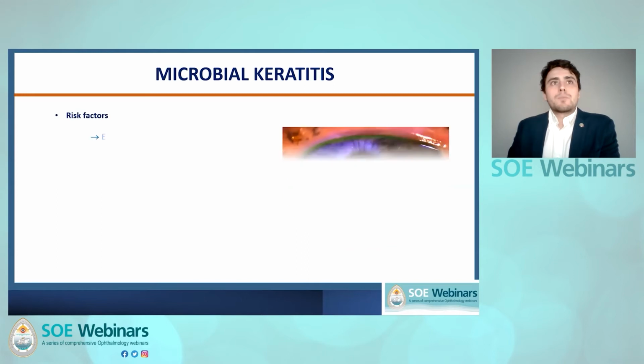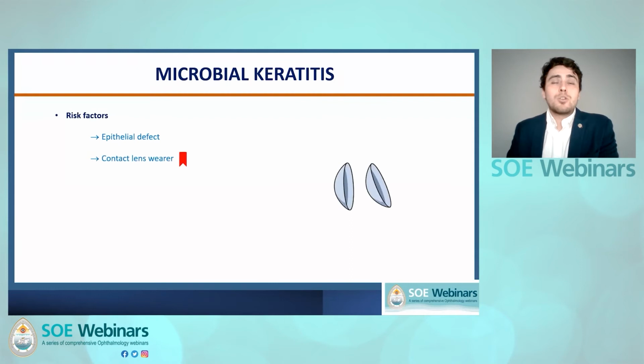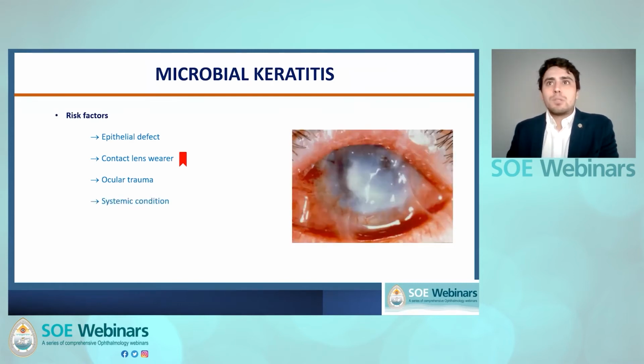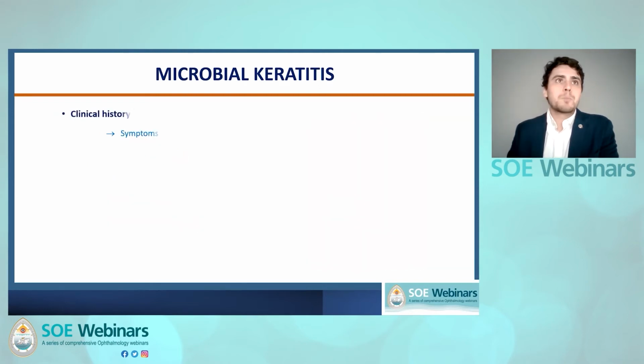What are the risk factors? So epithelial defect, as we all know, is a risk factor for microbial keratitis. Contact lens wearer, we cannot forget about asking the patient, are you a contact lens wearer? It's something very important. Ocular trauma, we cannot forget that surgery is an ocular trauma. Even refractive surgeries are ocular trauma. Systemic conditions, such as pemphigoid, for instance. Ocular surface disease. I have seen several patients during the last month with decompensated cornea due to complicated cataract or fused dystrophy, who come to clinic with microbial keratitis.